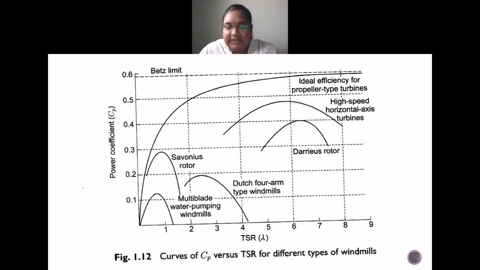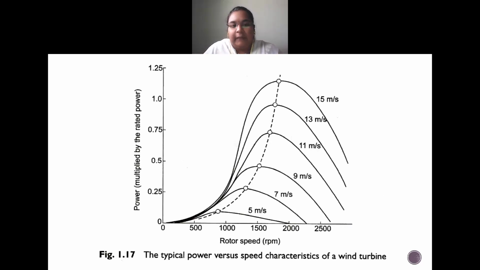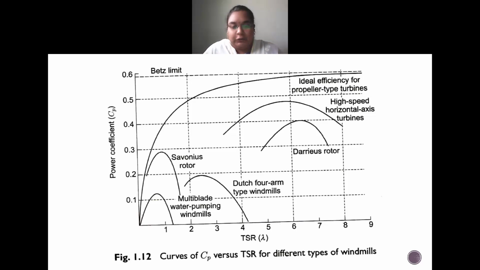The same thing he is saying: instead of writing a family of curves like this, that means at each wind speed we are writing a curve and establishing the maximum rotor power and rotor speed and all those things, these can be represented using this single curve, which is power coefficient versus tip speed ratio. That is what he's saying.